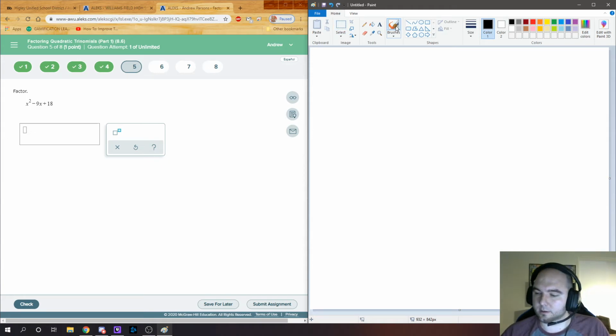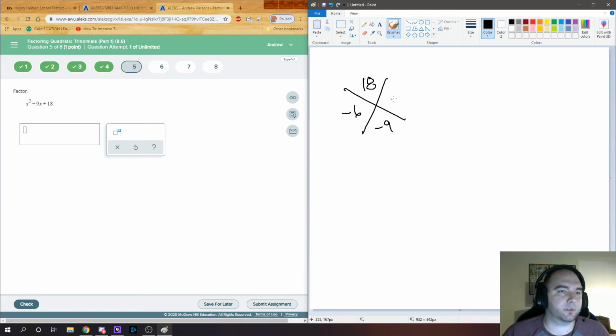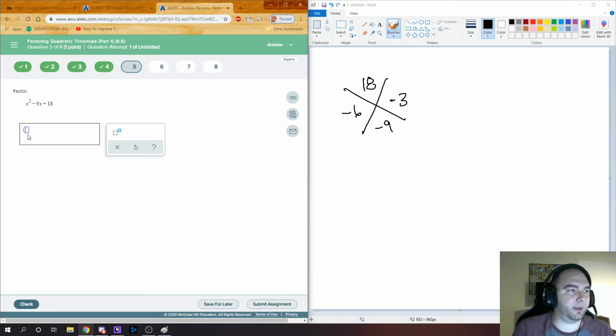Okay. This guy would be what multiplies to make 18, yet adds up to make negative 9. You've got to think it out a little bit. Negative 6 and negative 3 make negative 9. Man, I can't even say a sentence. Let me start that sentence over again. They multiply to make positive 18, but they add to make negative 9.